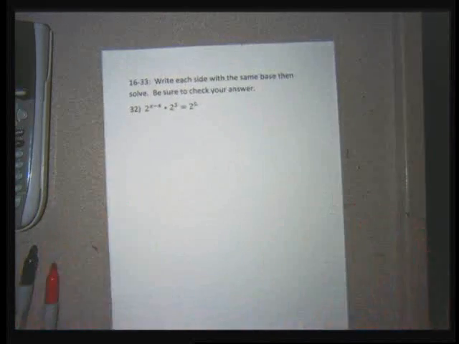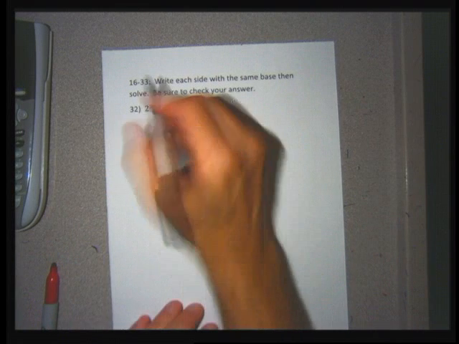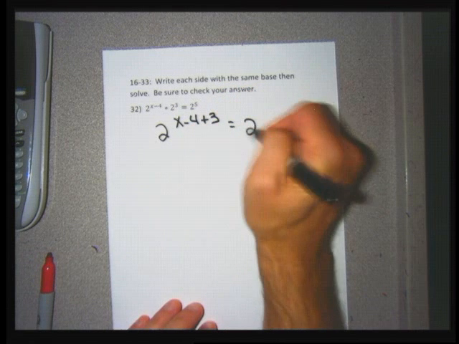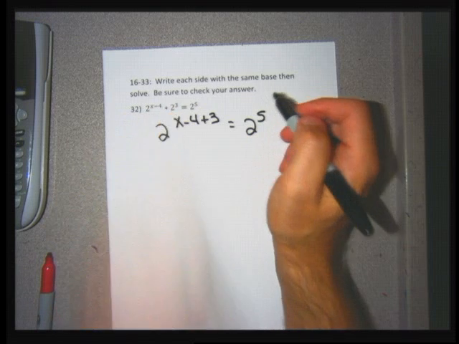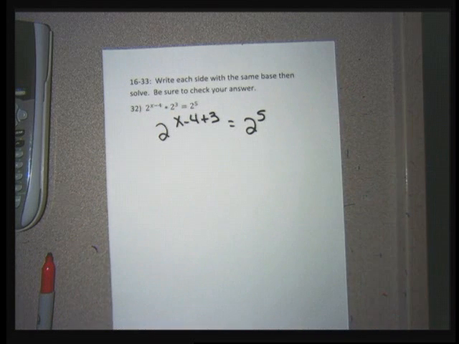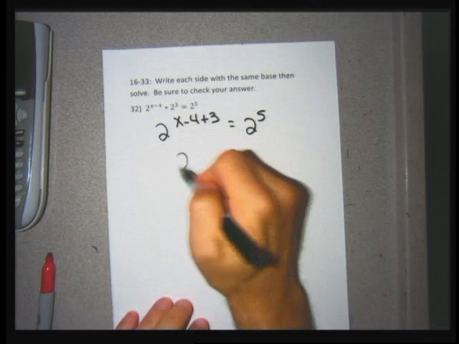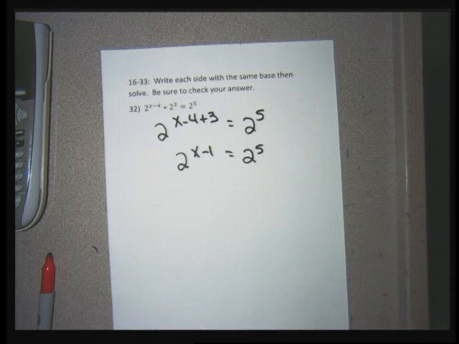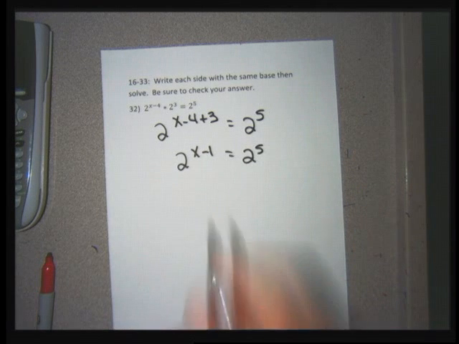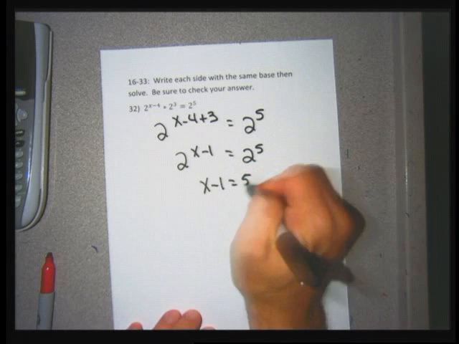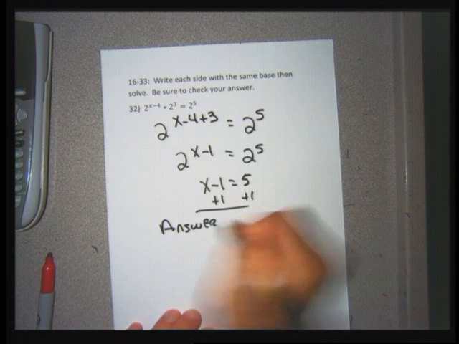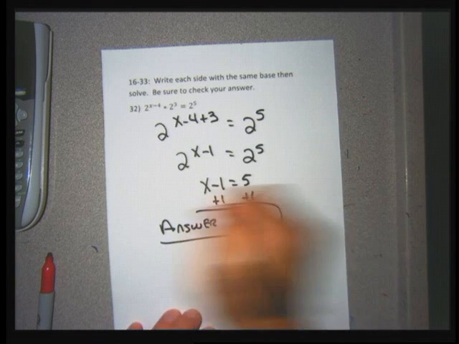32 is essentially the same problem as 30, except the base is 2 as opposed to e. To do 32, I'm going to rewrite the left-hand side by fixing the base and adding the exponents, because I'm multiplying terms with the same base. There are like terms in the exponents: minus 4 plus 3 equals minus 1. Now that I have the problem written with the same base, I can drop the bases, set the exponents equal, add 1 to both sides, and I get what I think is the correct answer of 6.